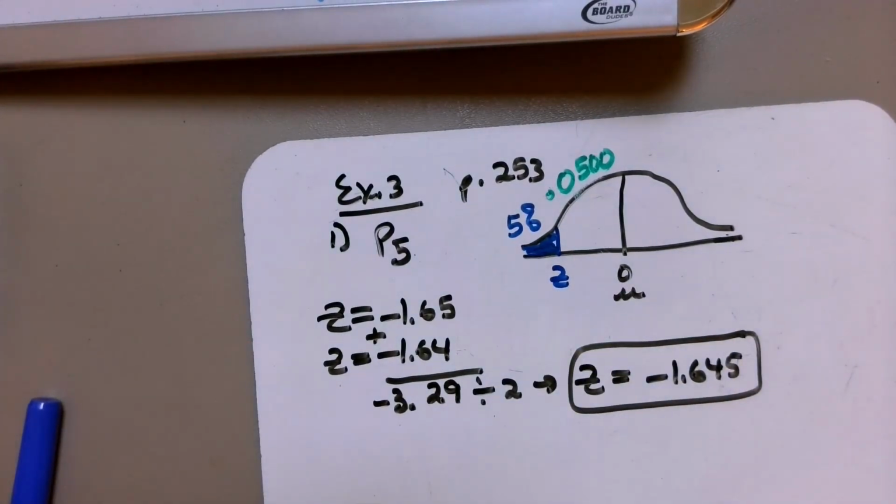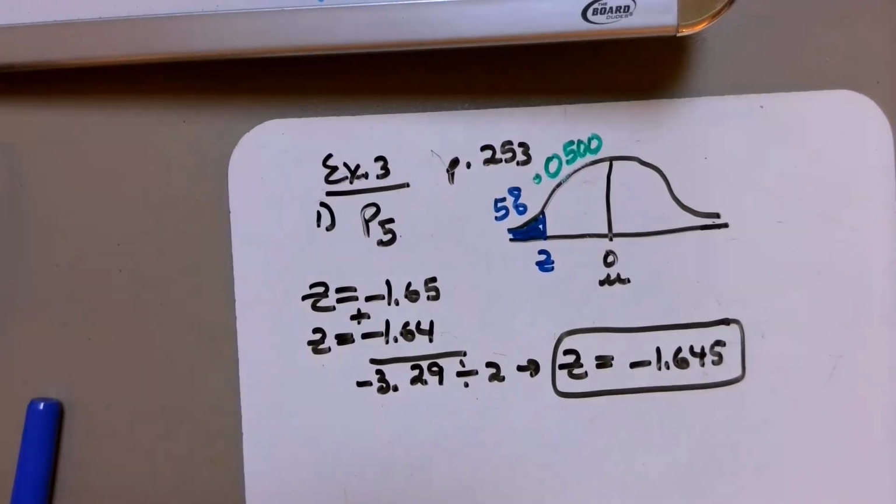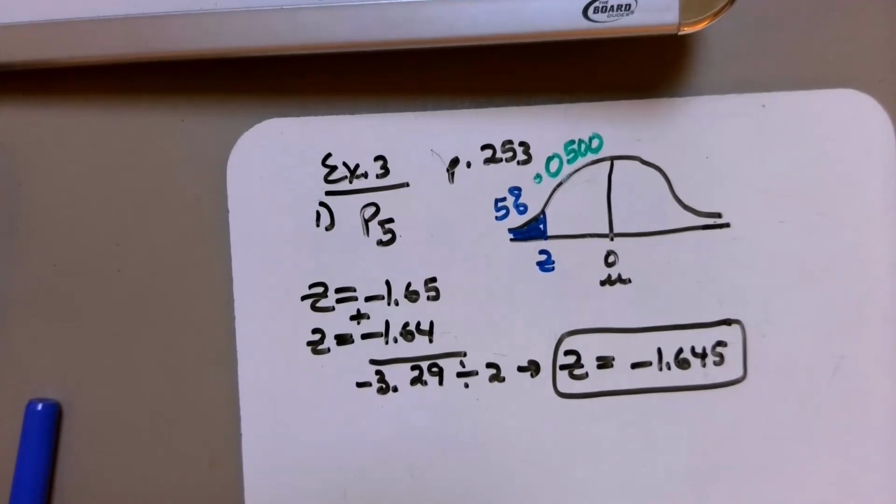So sometimes the area you want is exactly halfway between 2 areas in the table. You have to average the 2 z-scores then. Sometimes the area you want is closer to one of the areas in the table, so just pick that z-score, whatever's got the closest area. And sometimes you're lucky, the area you're looking for is exactly in the table, so that's the z-score you pick. So I will continue on another video with the other remaining examples in this section 5.3.